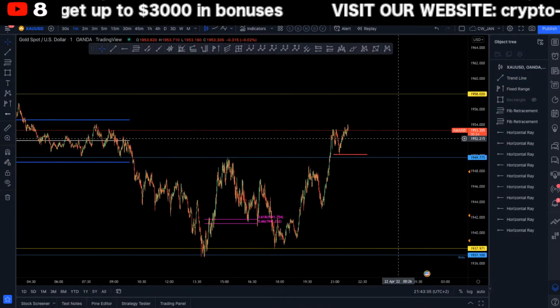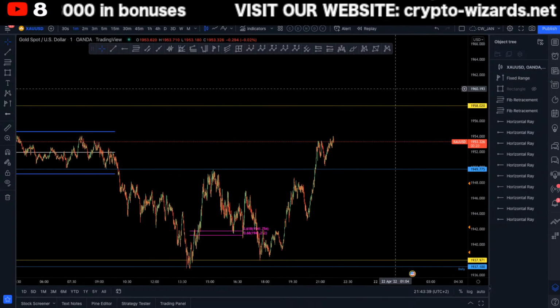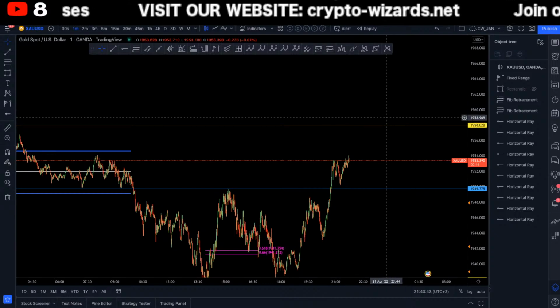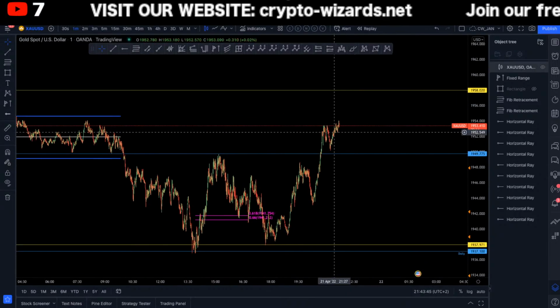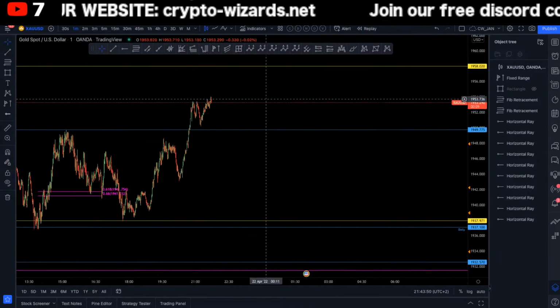It will depend on the reaction that we will have here. But I'm definitely looking for moving this to this weekly 1958 to the daily open 1957, something like this. It's very likely we're gonna go up here. We will see what's going to happen, right?